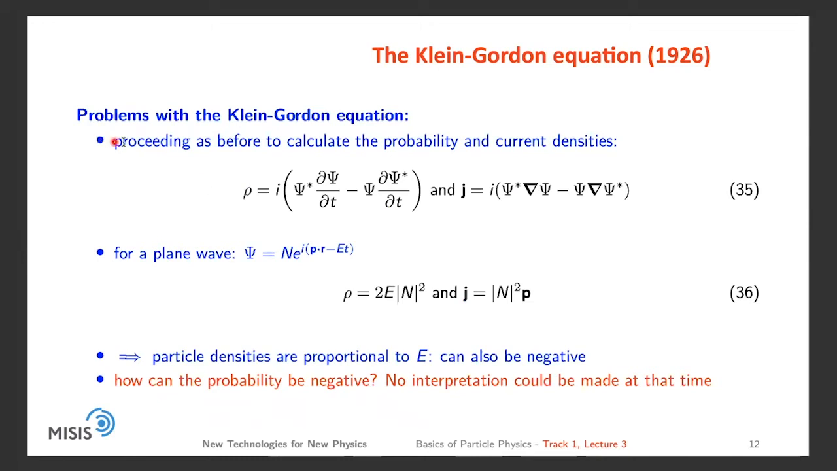Also, what we can do is proceed as before and calculate the probability and current densities according to the expressions which we derived previously. For the plane wave, we will get that probability is equal to 2E n squared and J is equal to n squared p. So particle densities again are proportional to the energy. Remember our convention of the wave function normalization discussed in the previous lecture, so this is connected. And you can see that rho can also be negative. The question is, how can the probability be negative? No interpretation could be made at that time.